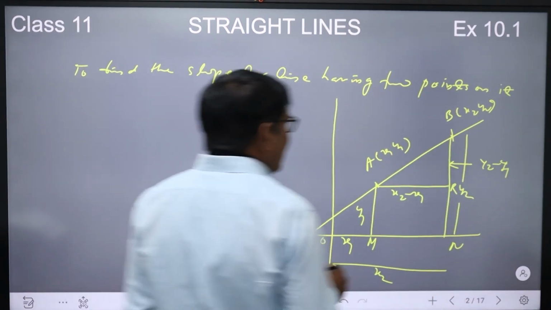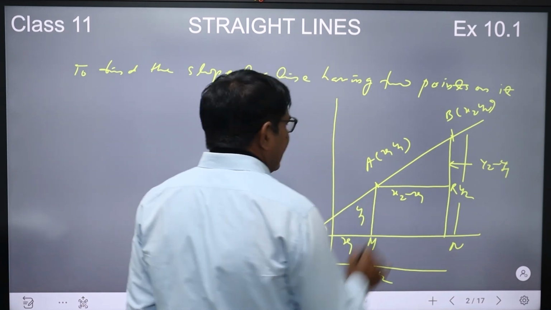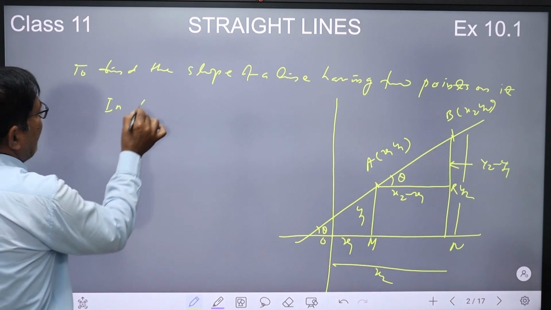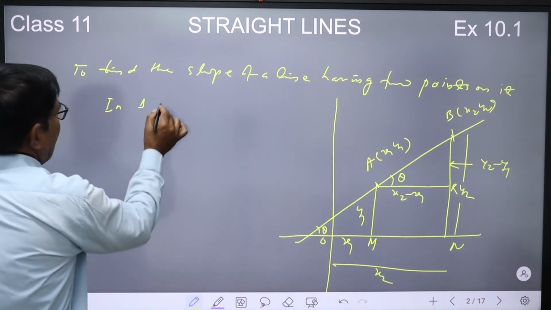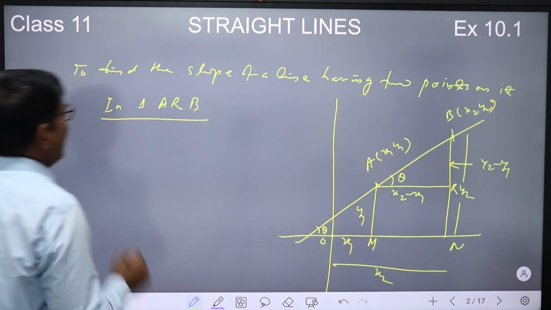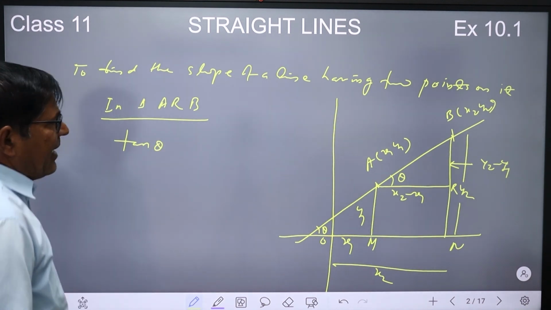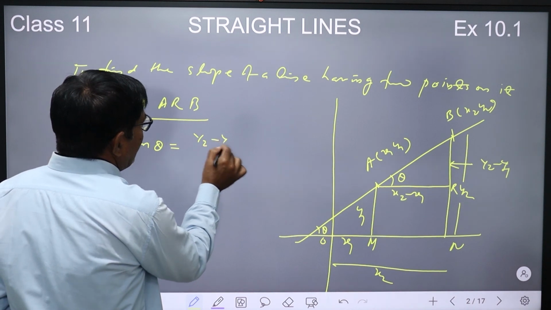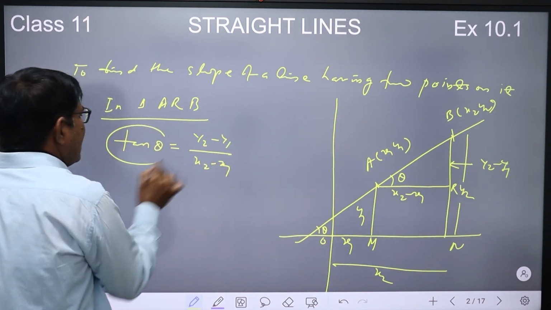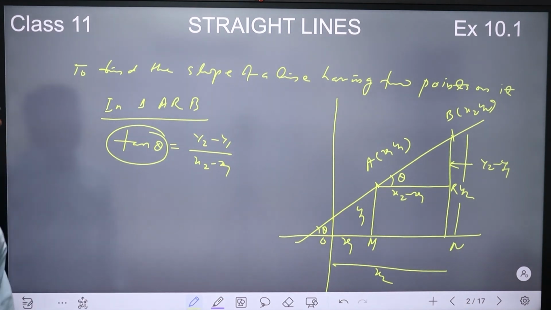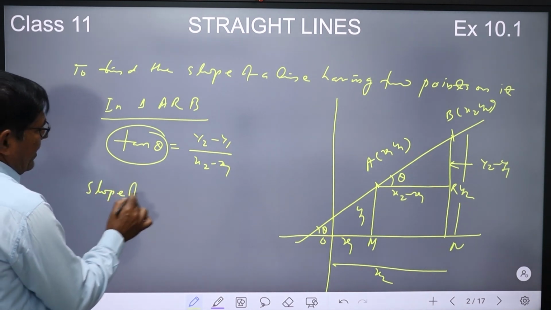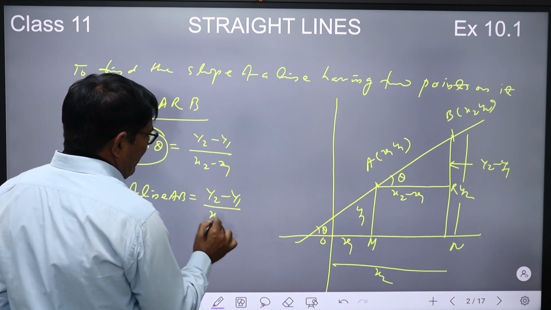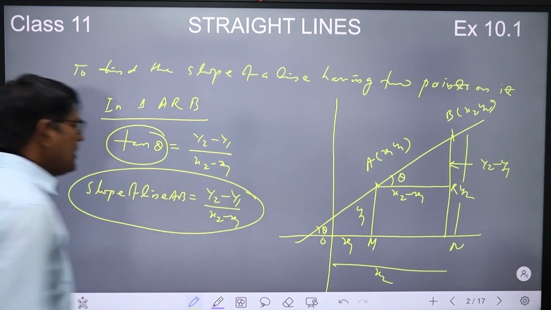And if the line is inclined with the initial axis at an angle theta, then in triangle ARB, this angle will be equal to theta. So in triangle ARB, if I take the trigonometric tangent of theta, then tan theta will be equal to what? Perpendicular upon base. So the perpendicular is y2 minus y1 upon x2 minus x1. And what is tan theta? Tan theta is the slope of line AB. So slope of line AB will be equal to y2 minus y1 upon x2 minus x1. That is simply the slope of the line.